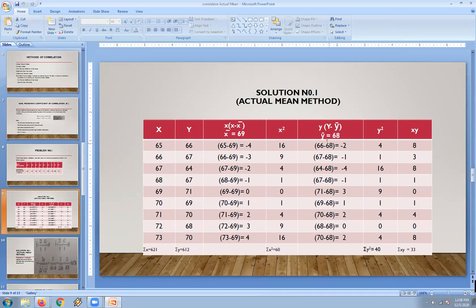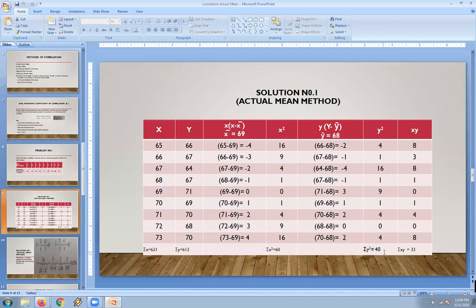In the same manner, calculate the deviation of the y value, that is small y minus y mean. All the actual values of y here should be deducted with what? The mean value, that is 68. 66 minus 68, 67 minus 68, 64 minus 68, all the y values should be deducted with the y mean value, that is 68. Then we get the deviation of y, that is minus 2, minus 1, minus 4, minus 1, 3, 1, 2, 0 and 2. Then square it and you will get y square. The total of y square is 40.